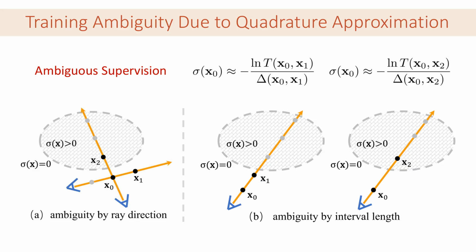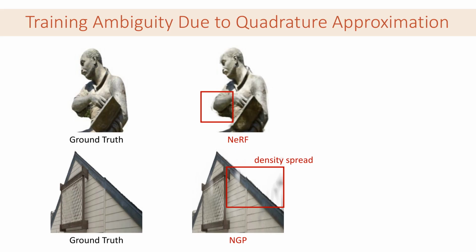A direct consequence of such ambiguous supervision is that points near the object surface tend to have density predictions higher than their true values, leading to the phenomenon of density spread. We have indeed observed the phenomenon of density spread in existing NeRF methods. The images in the leftmost column represent the actual NeRF training data set. The images in the middle column are rendered using models trained with existing methods, for example, NeRF, Instant NGP.